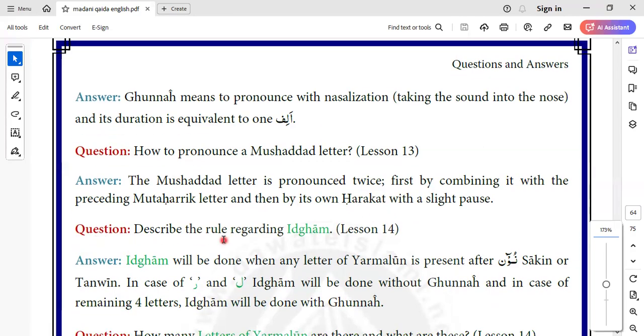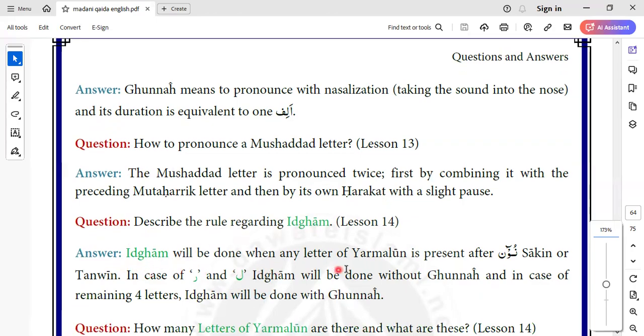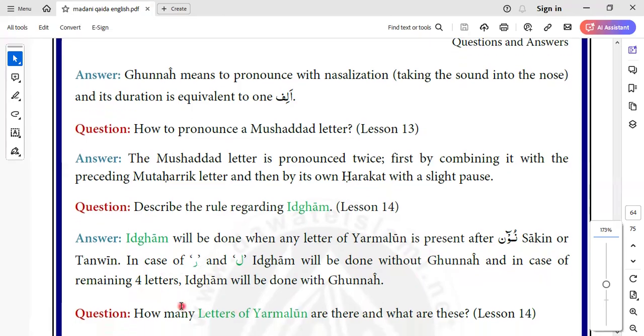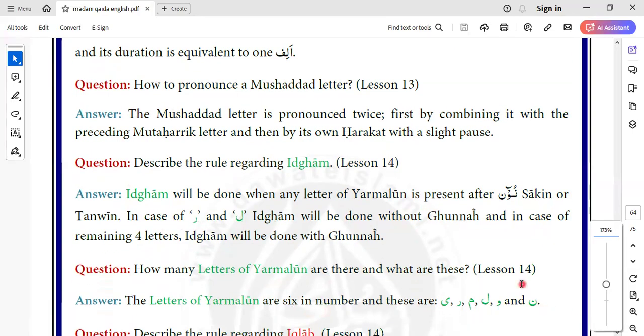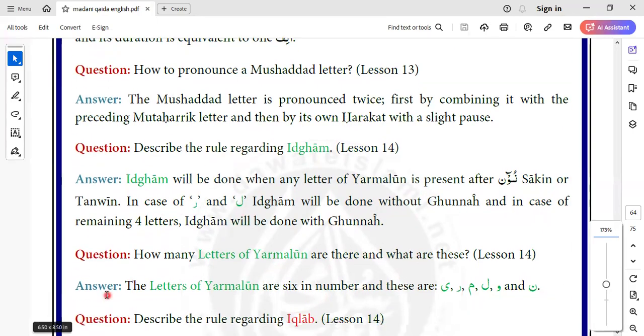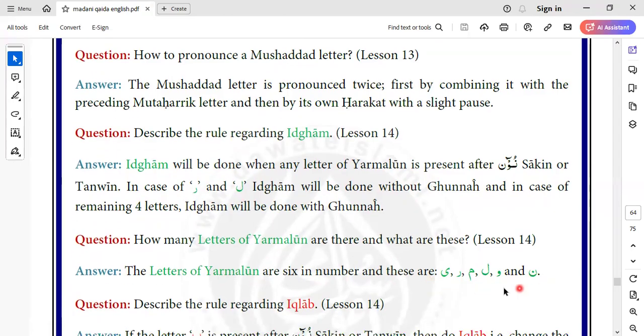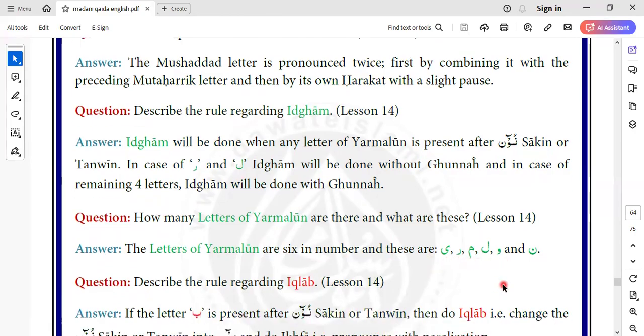Question. Describe the rule regarding idgham. Answer. Idgham will be done when any letter of yarmalun is present after noon sakin or tanween. In case of ra and lam, idgham will be done without gunna. And in case of the remaining four letters, idgham will be done with gunna. Question. How many letters of yarmalun are there and what are these? Answer. The letters of yarmalun are six in number and these are Ya, Ra, Mim, Lam, Waw, Noon.